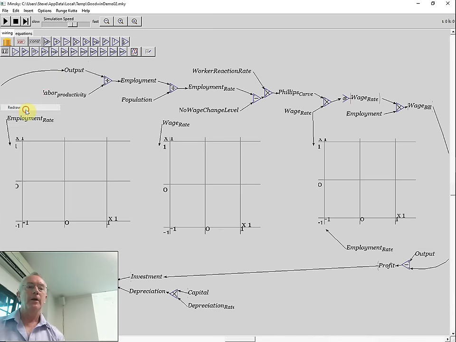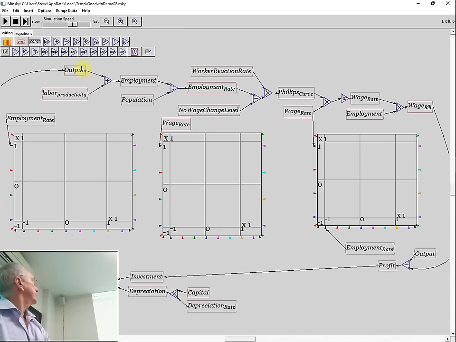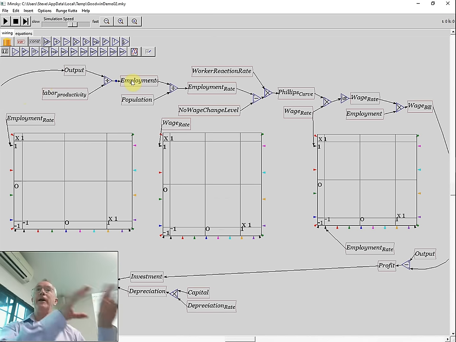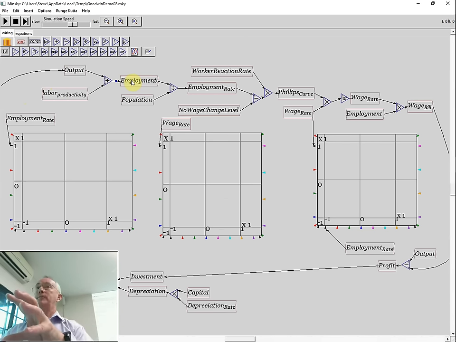Okay. So I start here by saying, here's output. And if I divide output by labour productivity, so how many units of output does each worker produce, then I get how many workers you need. So employment: if you divide output by how productive workers are, you work out how many workers have been hired. Fair enough? Then if I divide employment by the population level, I get the rate of employment.